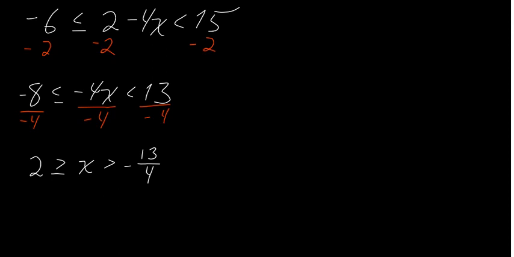Now, the way that we write inequalities is in terms of less thans, because that's how number lines work, right? If we look at a number line, negative infinity is on the left, and we go to positive infinity on the right. So we're going to rewrite this inequality with less than symbols. All you're basically going to do is flip the entire problem. So you say negative 13 over 4 is less than x, which is less than or equal to 2.